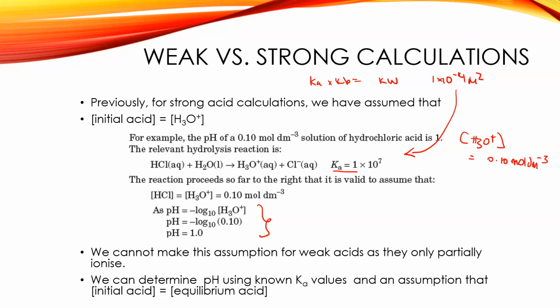With weak acids, we can't make this assumption. They only partially ionize, so we have no way of quantifying the H3O+ concentration. We can determine the pH using the Ka values and an assumption that the initial acid concentration is equal to the equilibrium acid concentration. Let's look at that in a bit more detail.